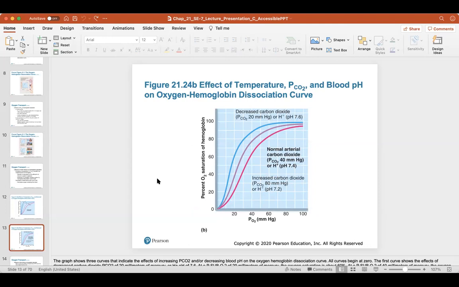This is a look at the partial pressure. So normal arterial carbon dioxide and normal pH is about 7.4. So that's showing the middle curve. Increased carbon dioxide or a decreased pH level or increased acidity moves the curve to the right, and decreased carbon dioxide or an increase in pH will move the curve to the left.